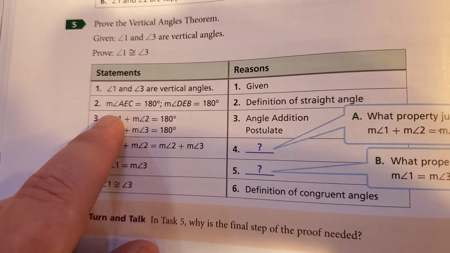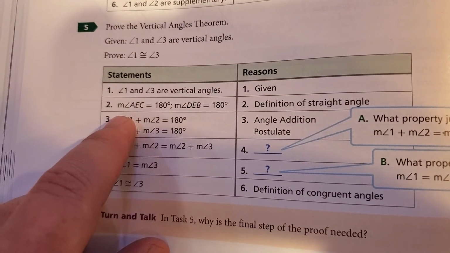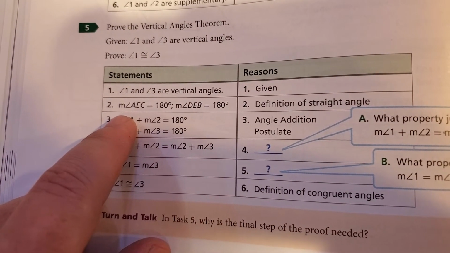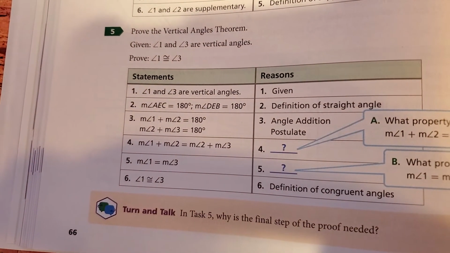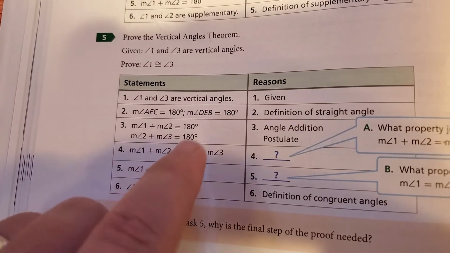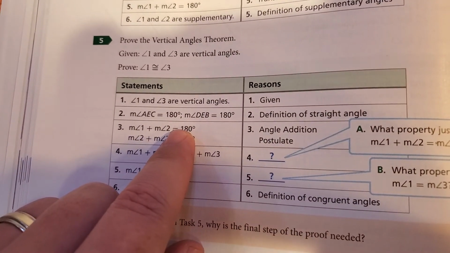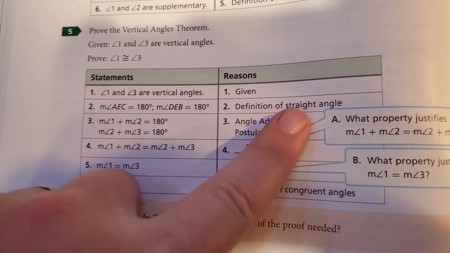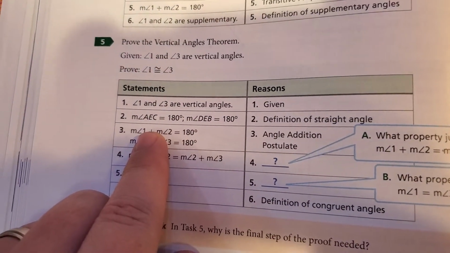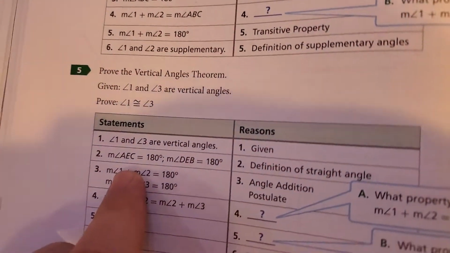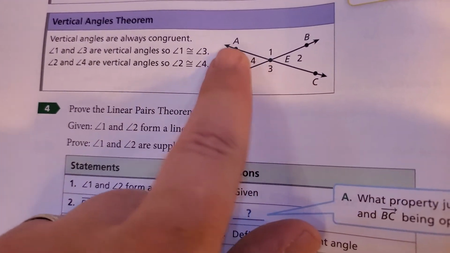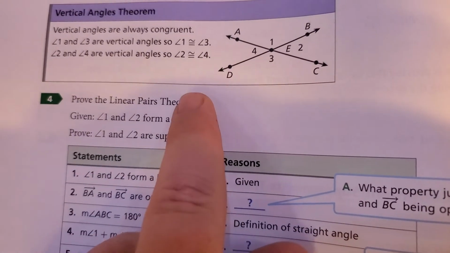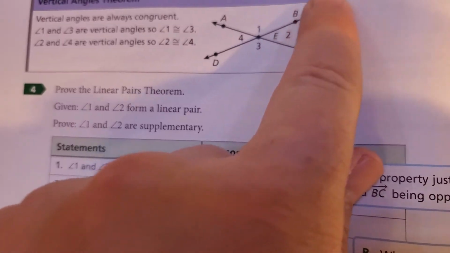Okay, second step. The second step, they put angle AEC is 180 degrees and angle DEB is 180 degrees. And they're mentioning that it's just the definition of what it means to be a straight angle. Okay, so if we look back at our picture, AEC and DEB. Okay, there's AEC is that straight line or straight angle. And then DEB is that one that runs that way.